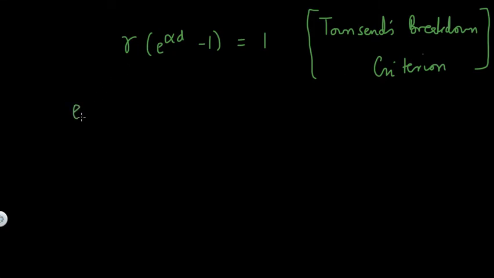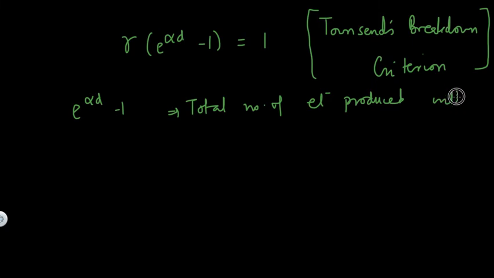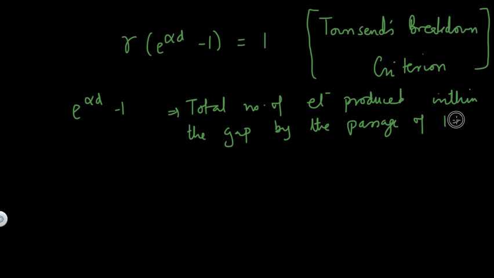And this term e to the power alpha d minus 1 is the total number of electrons produced within the gap by the passage of one electron, which is also equal to the number of positive ions created.